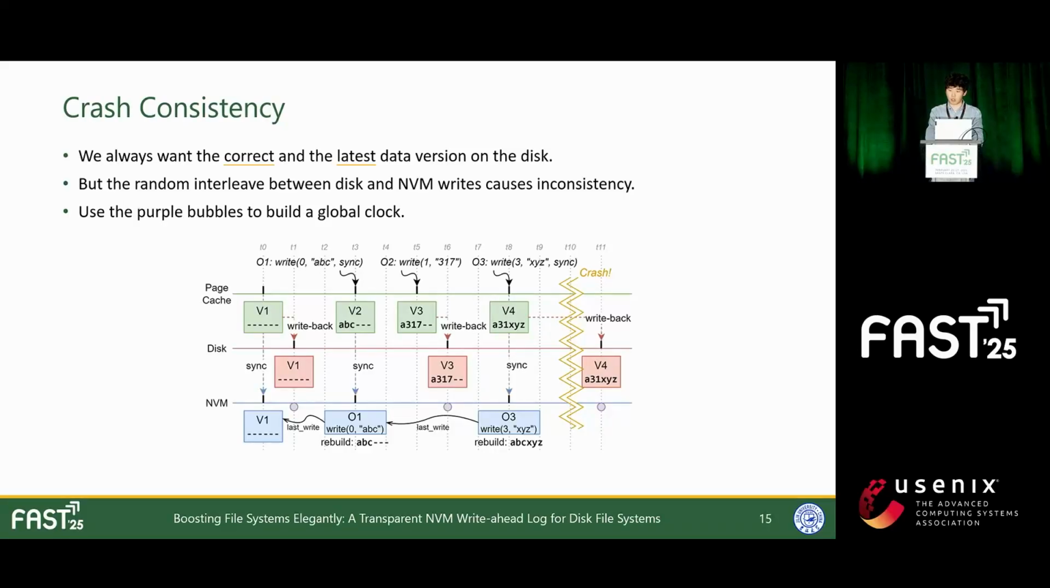And since there are two different write paths, one from DRAM to NVM and another from DRAM to disk, any interleaving between them could lead to consistency issues. In other words, if the order isn't known, some outdated NVM data might overwrite the updated data on disk during crash recovery. So our solution is to record the necessary disk write-back events on NVM, like the purple bubbles in the figure, to establish a global clock. And you can find more details in our paper, or feel free to ask me later.